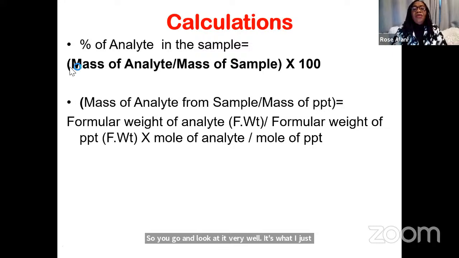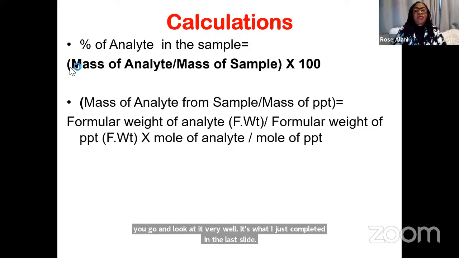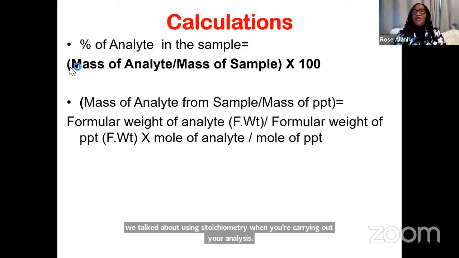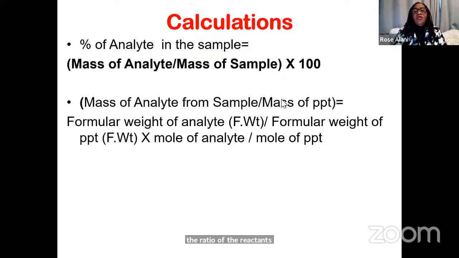So now let's see calculations. Percentage analytes in the sample is equal to the mass of analytes divided by the mass of the sample multiplied by 100. Remember in our lectures two back that we talked of using stoichiometry when you're carrying out your analysis, the ratio of the reactants to the product. So you're going to see it here. It's going to be used here.